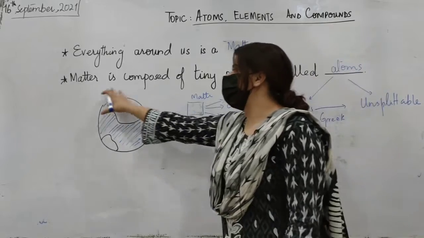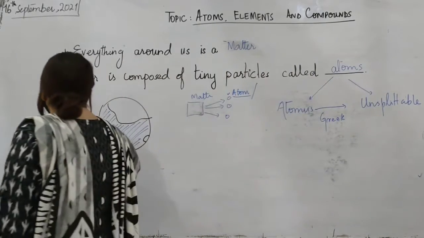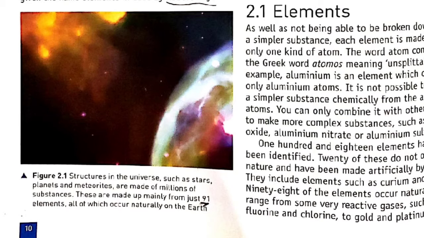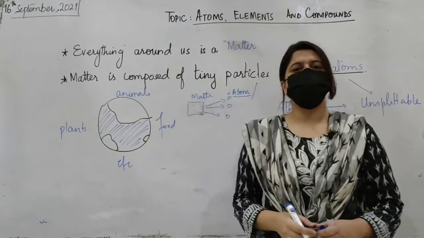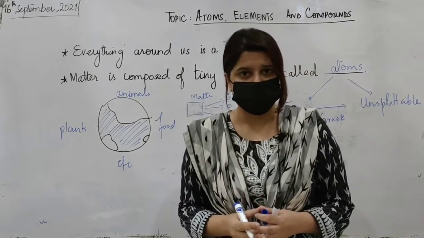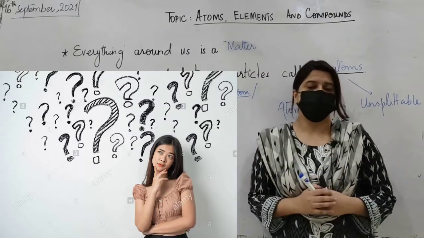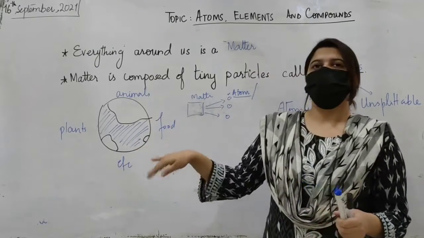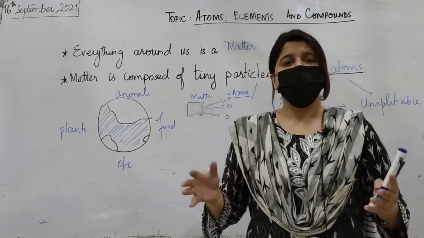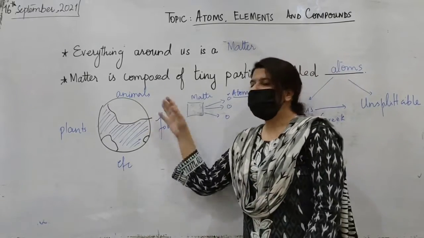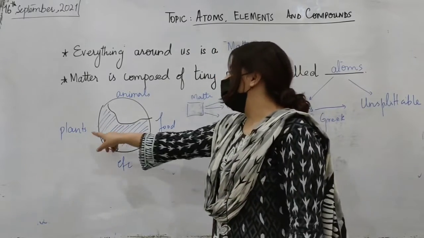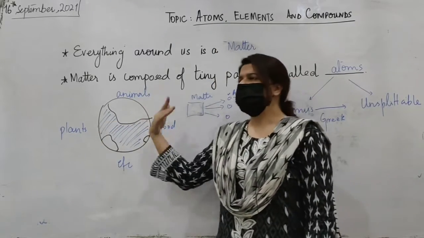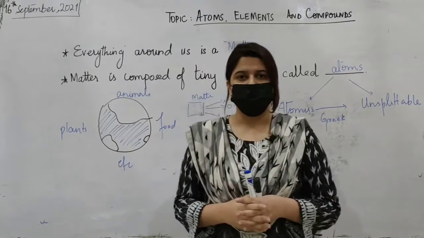So we can say that everything present in the universe, whether plants, animals, our food, and so on, is made up of atoms, right? But now here comes the interesting question. If plants, animals, and food are all made up of atoms, then why are they different from each other? Why do they have different properties, right? Why are plants different from animals? Why do plants behave differently from animals and vice versa?